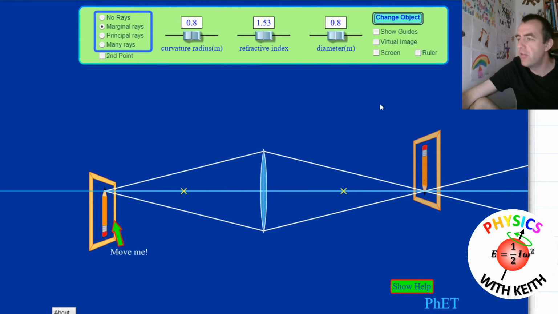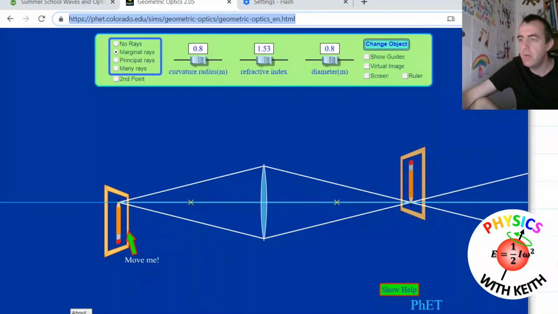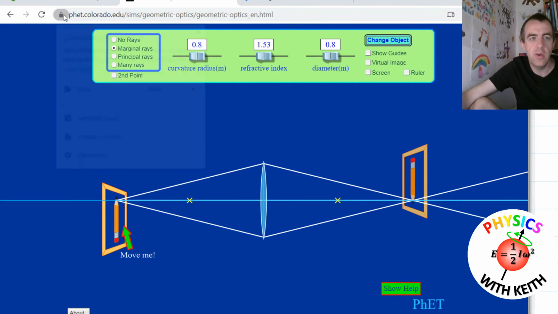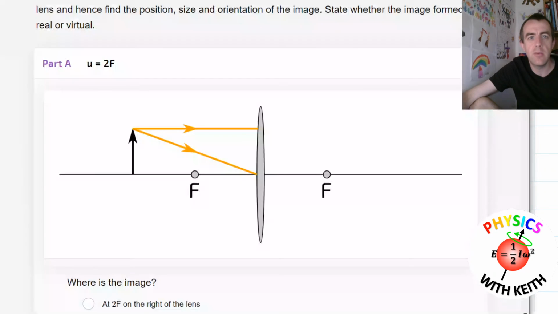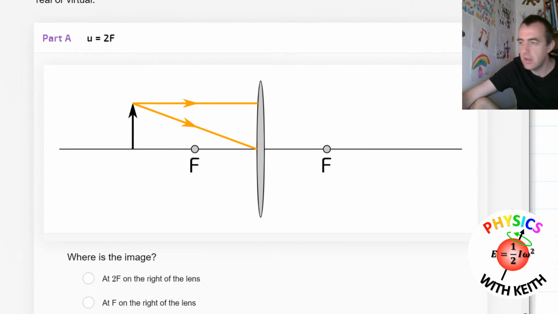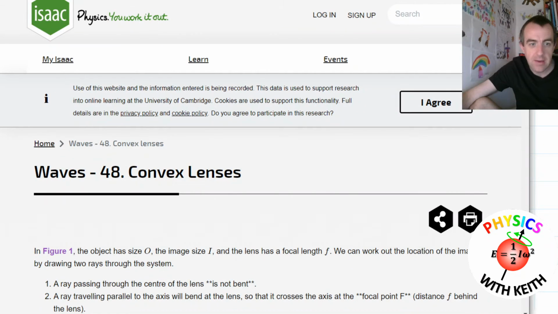And when you load the Geometric Optics one, it looks a bit like this. Let's just scroll down to show you, you might have to allow Flash for it to work. Click on the little padlock and choose allow, and you do so at your own risk. I'm not going to be sued if it does something funny, but it's never done anything funny for me.